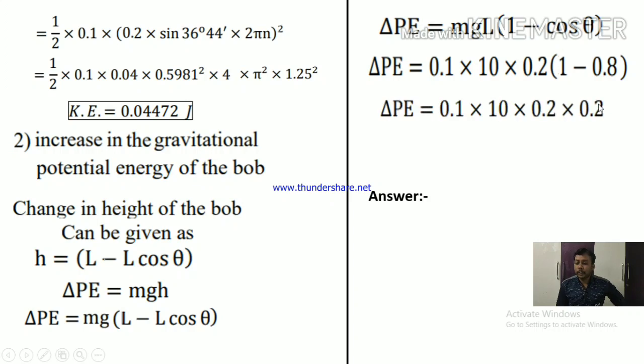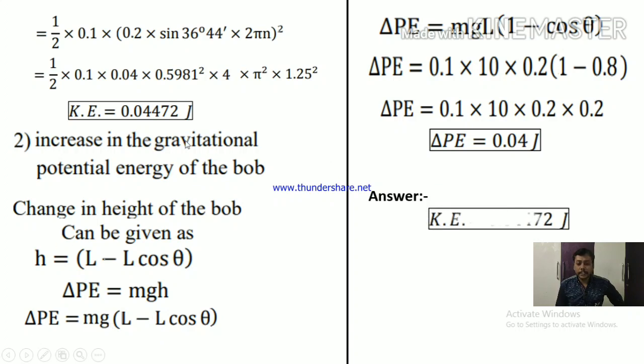So delta p is 0.1 into 10 into 0.2 into 0.2. We get the change in potential energy as 0.04 joule. So here the answers are: kinetic energy is 0.04472 joule, potential energy is 0.04 joule. So these are the answers.